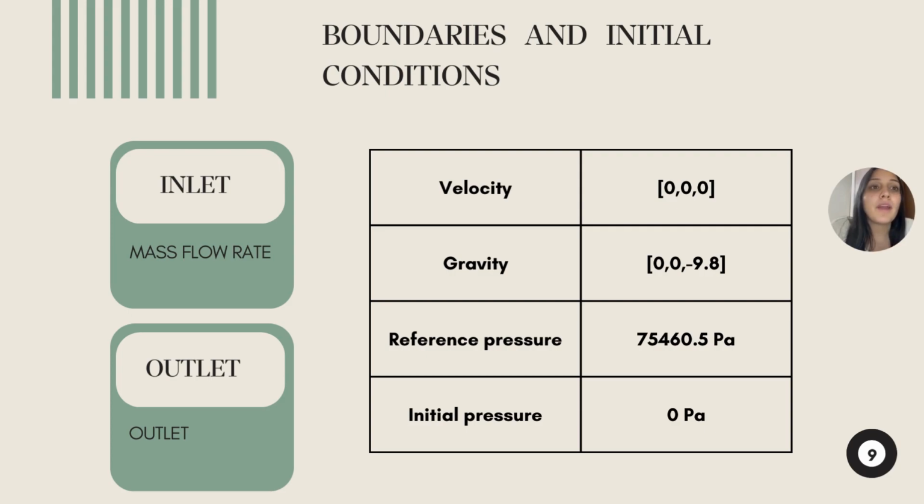In this part, we can observe the initial conditions, where the use of Bogota pressure and negative gravity stand out. On the other hand, as for boundaries, there is an inlet with mass flow rate and an outlet with pressure outlet.